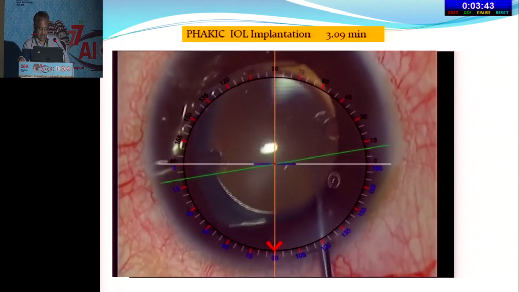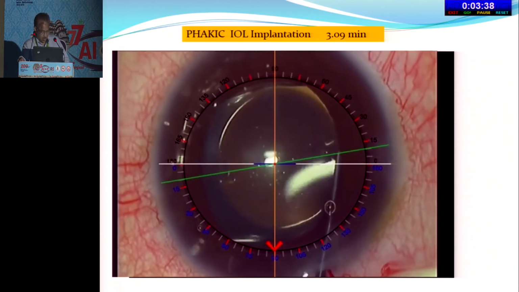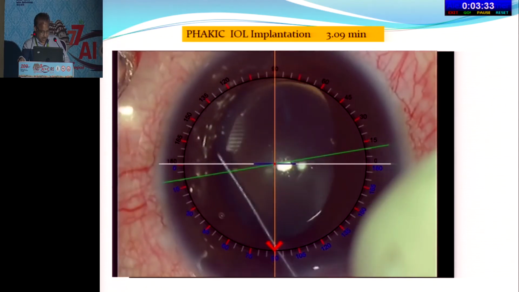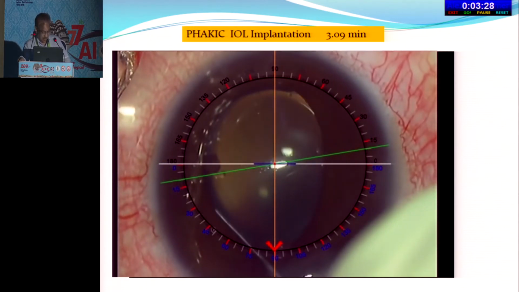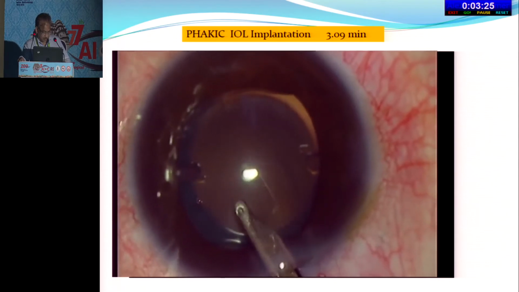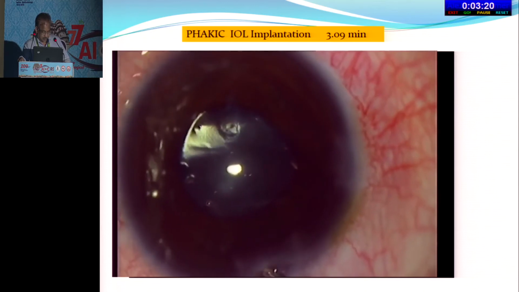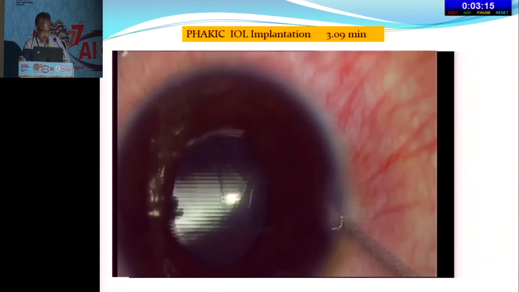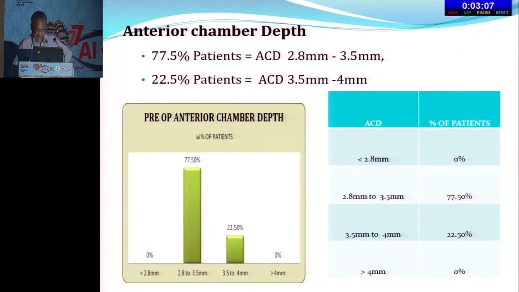The orange line indicates the blood vessels and the marker. The white line indicates the 0 to 180 degree, and the green line conforms to the axis of the IOL. We can use Pilo to constrict the pupil. Finally, post-op day 3 we can see the pictures.